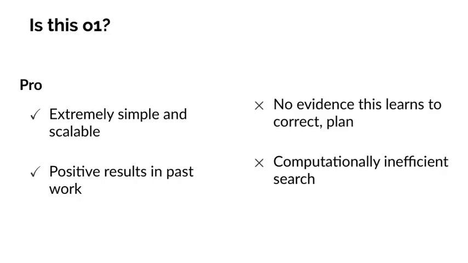So is O1 just a guess and check RL system? Well, there are some signs it might be. One thing that's neat is that this approach is extremely simple and scalable. One thing OpenAI has done in the past is just build larger, more powerful versions of things people thought worked reasonably well. We have also seen positive results with this, and potentially with huge amounts of data collection for the verifier, you could get a system like this to work really, really well.